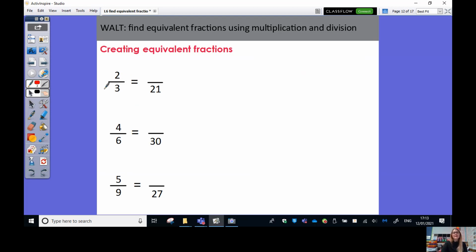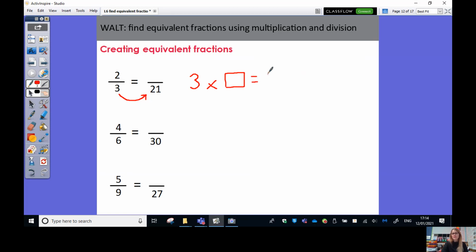So on this one here, I have 2/3 and something over 21. So I don't know what the numerator is, but I can use my denominators here to help me. So I'm going to find out what this has been multiplied by, because I know I need to do the same to my numerator as I have done to my denominator. So 3 times something equals 21. I'm going to write that in a little number sentence just so we can work that out.